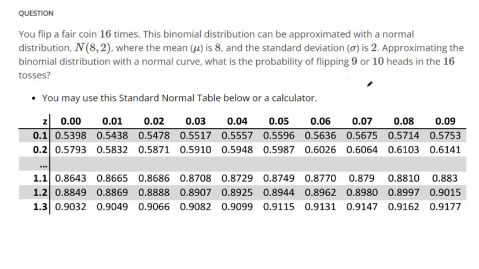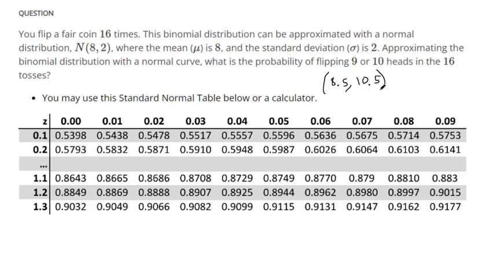Okay. Approximating the binomial distribution with a normal curve. What is the probability? So they give us that the mean is 8 and the standard deviation is 2. What's the probability of flipping a 9 or a 10? So we need to actually check to see the probability between 8.5, so I subtracted 9 by 0.5, and between 10.5. That's the continuity correction that we're supposed to use when we use the normal distribution to approximate the binomial distribution.